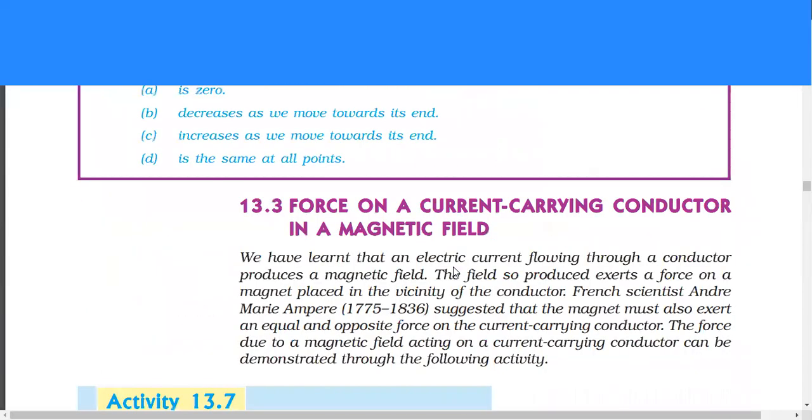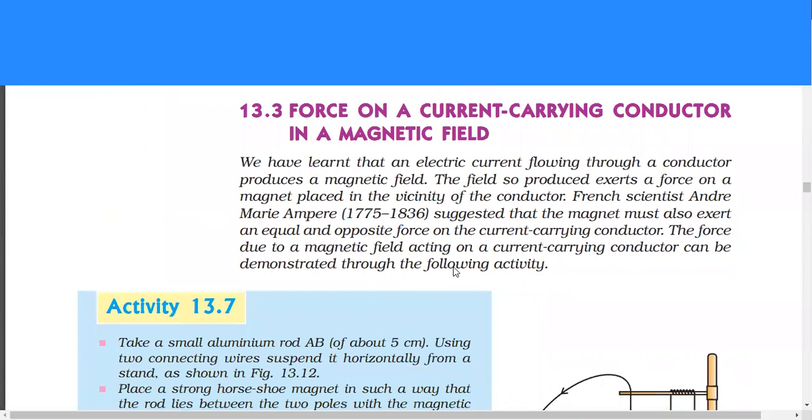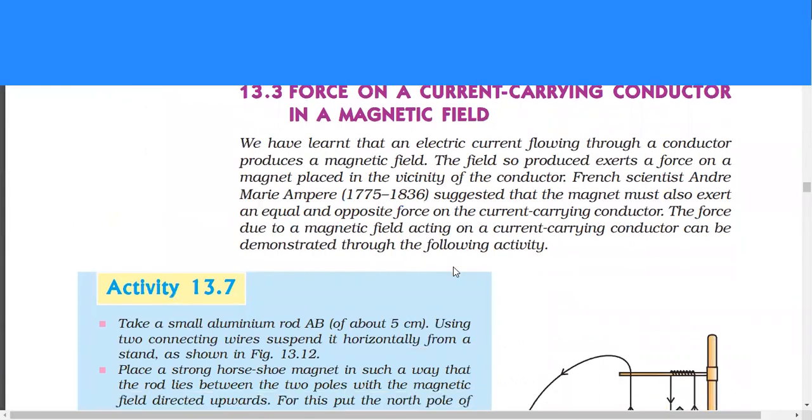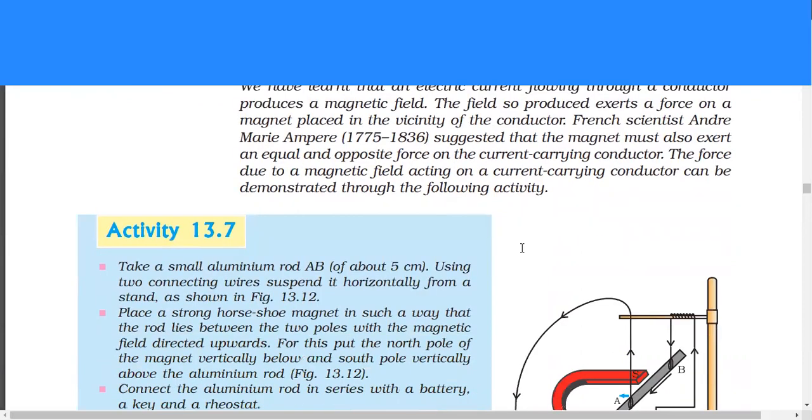Force on a current carrying conductor in a magnetic field. We have learned that an electric current flowing through a conductor produces a magnetic field. The field so produced exerts a force on a magnet placed in the vicinity of the conductor. French scientist André Marie Ampère suggested that the magnet must also exert an equal and opposite force on the current carrying conductor. The force due to a magnetic field acting on a current carrying conductor can be demonstrated through the following activity.